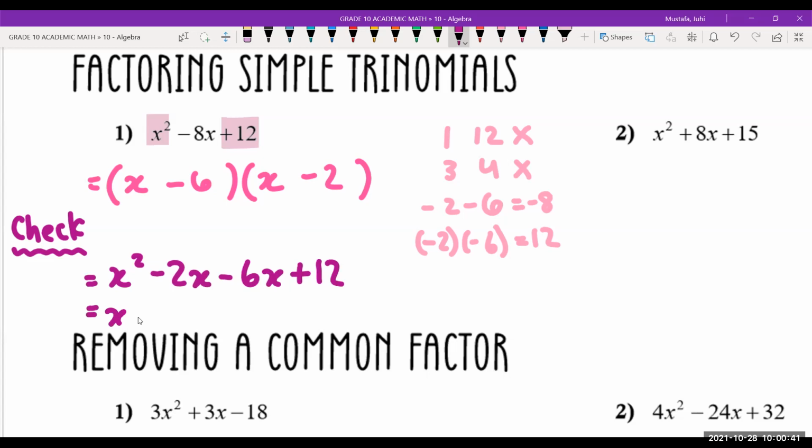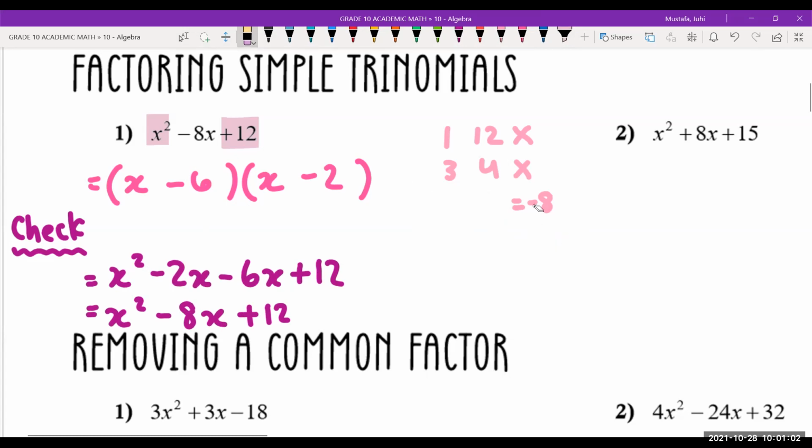And then when I clean up the signs and collect like terms, I'm going to get x squared minus 8x plus 12. Is that what the original question was? Yeah. So our final answer is going to be this one in the dark pink. This is just a check. Like I said, we're going to do this a bunch of times. So if that example was not the most clear, that's okay. Let's try a couple more and see if they make sense.